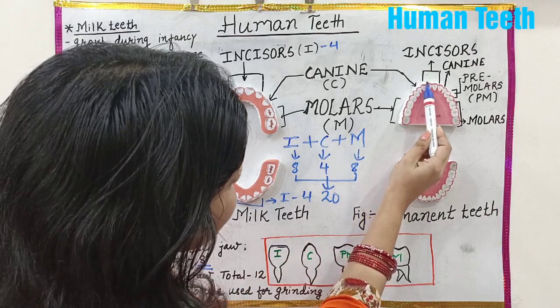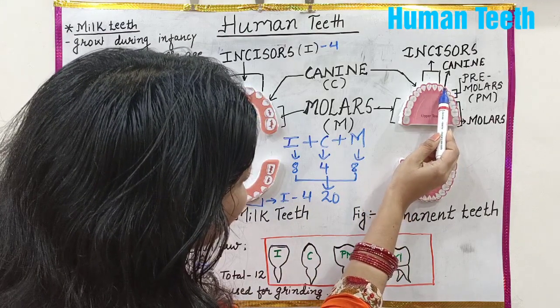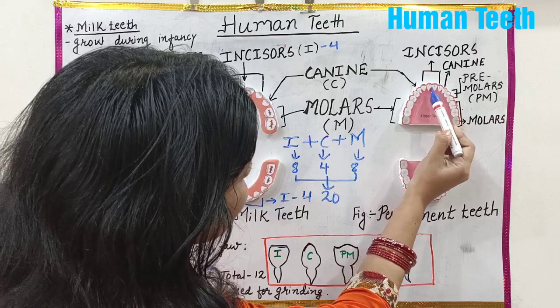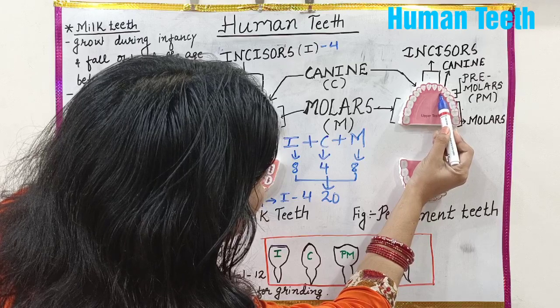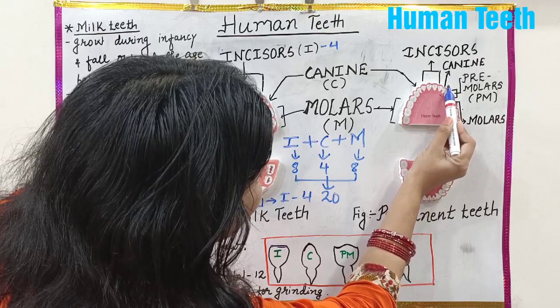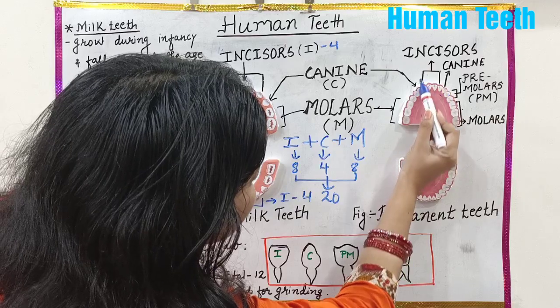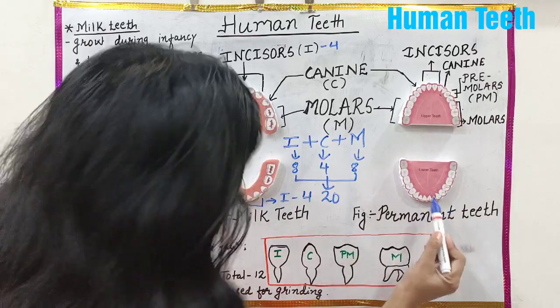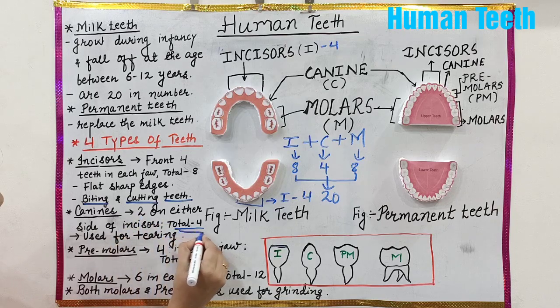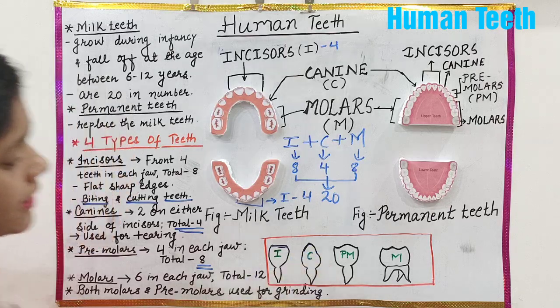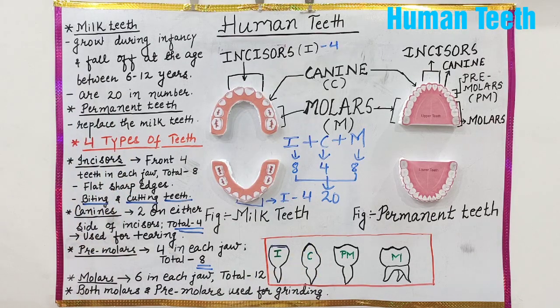If you see the incisors, adjacent to the incisors, you may find a pointed tooth. So if you see the incisors 1, 2 and 3 and 4, this tooth is called canine. So there are 2 canines on the upper jaw and 2 canines on the lower jaw. So 2 on either side of the incisor. So there are a total of 4 canines. If you see the structure of canine, actually they are pointed. Actually, the canines are the strongest teeth which help in tearing.